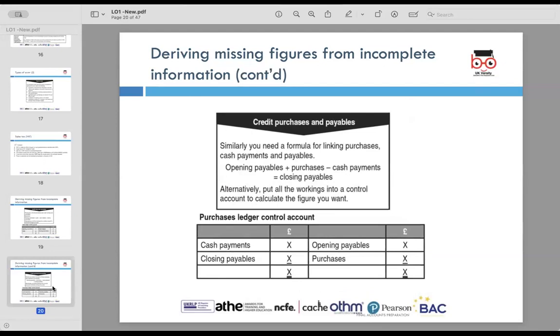Deriving missing figures from incomplete information. Formula for linking purchases, cash payments, and payables: a formula that connects opening payables, purchases made, cash payments disbursed, and closing payables. These calculations ensure consistency and accuracy in reporting these financial elements.